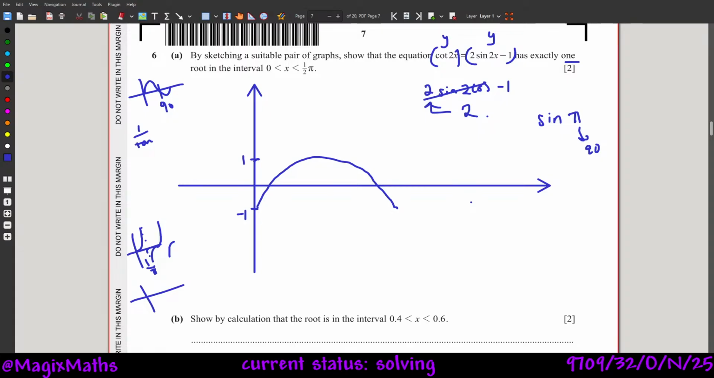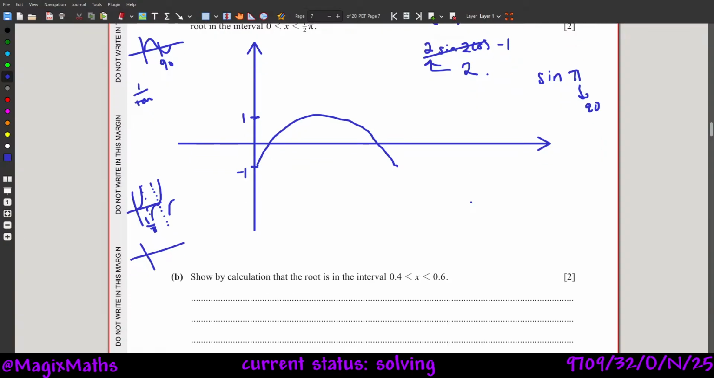But we go until 90, cot of half of pi. So we just want to draw until the midpoint of a full graph. So it's something like this. It goes from y equals 0, and then halfway is y equals infinity and negative infinity, the asymptote, and then finally ends at y equals 0. So that will look something like this.